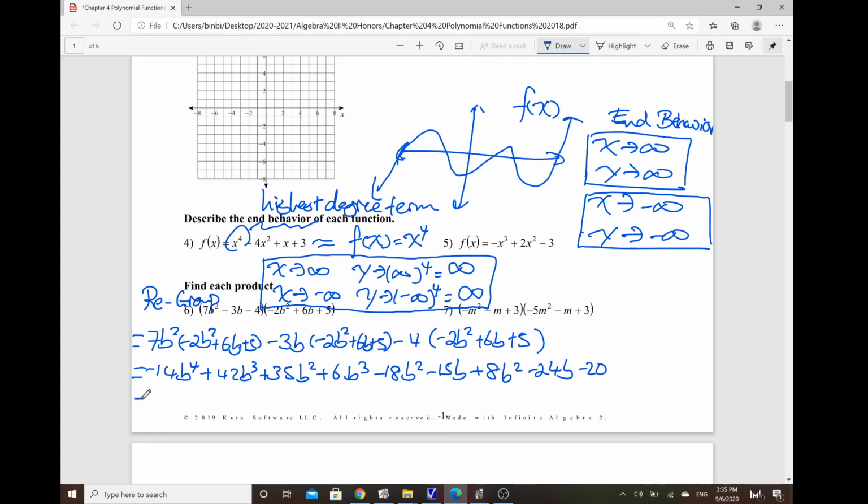And now for the rest of this, you want to combine the like terms. Anything that's related with b to the power of 4, you want to combine them together.